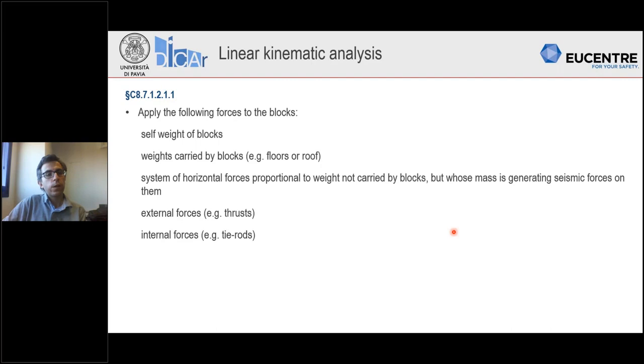To calculate the activation load multiplier, we have to apply to the blocks the following forces: the self-weight of the blocks, the weights carried by the blocks, and then a system of additional forces which are external forces, internal forces, for example, the ones coming from tie rods, and a system of horizontal forces proportional to the weights which are not carried by blocks, but whose mass is generating seismic forces on them.